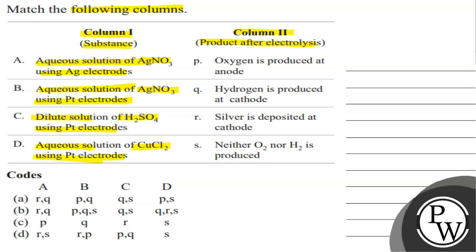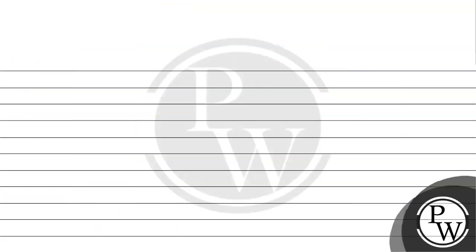एंड इसका हमें प्रोडक्ट आफ्टर इलेक्ट्रोलिसिस के कॉलम में दे रखा है। ऑक्सीजन इज प्रोड्यूस्ड एट एनोड, हाइड्रोजन इज प्रोड्यूस्ड एट कैथोड, सिल्वर इज डिपॉजिटेड एट कैथोड, नीदर O2 nor H2 is produced, and these are the codes that have been given to us. Now let us write the key concept of the question.